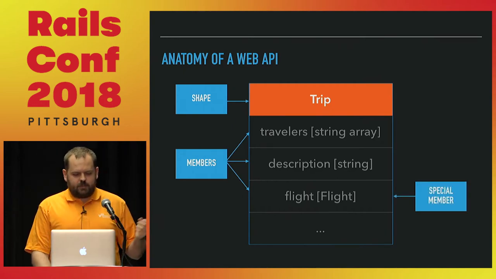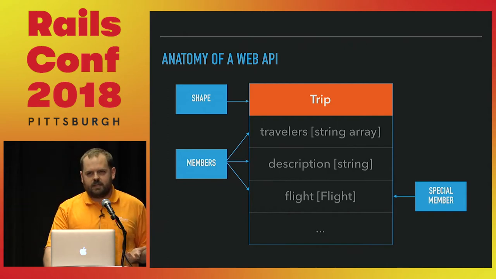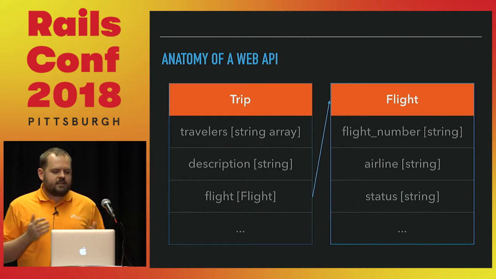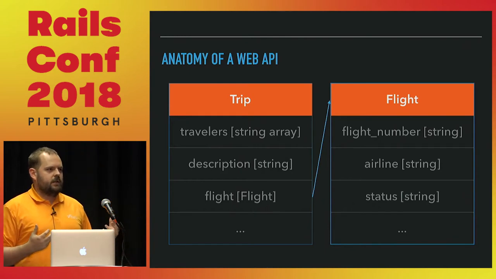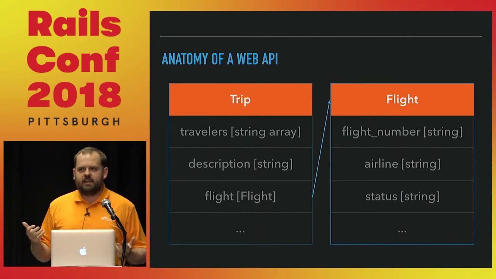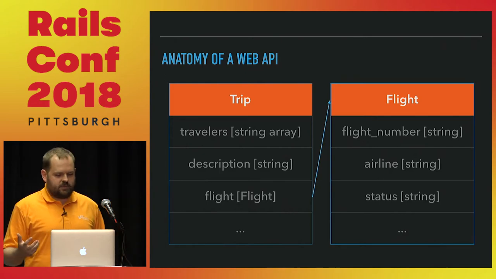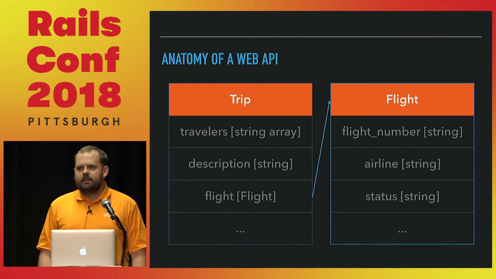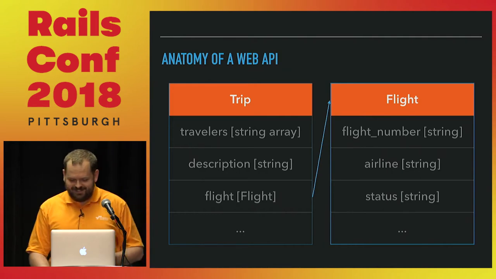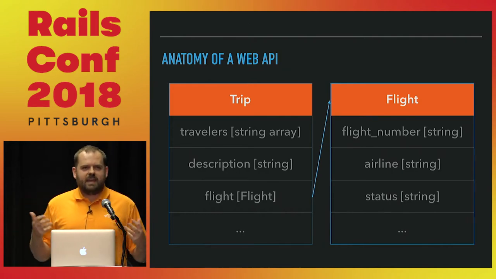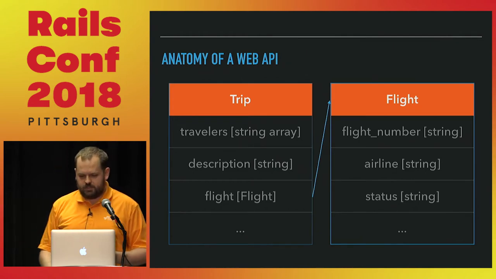And flight is a special member, because shapes can be complex. In this case, we have a shape which references yet another shape. So nested shapes allow us to avoid duplication. There might be several points in our data model where we're talking about a flight, and the flight is the same. You have a flight identifier, you have an airline, you have some sort of status, and if you came to this conference, your flight status might have changed a few times. I know mine did. But you can have changes of that shape be reflected everywhere that it's used across input and output shapes.